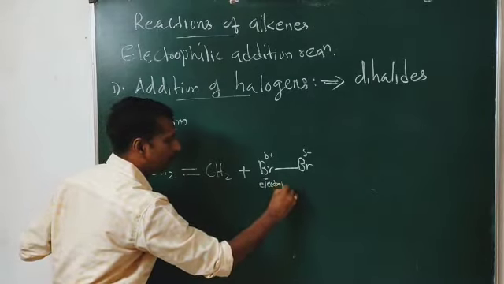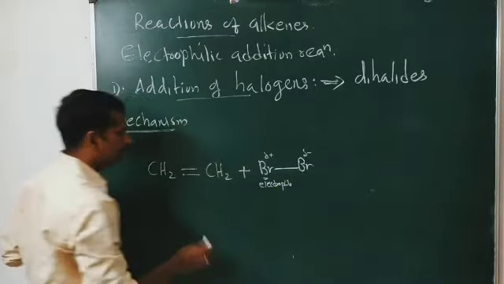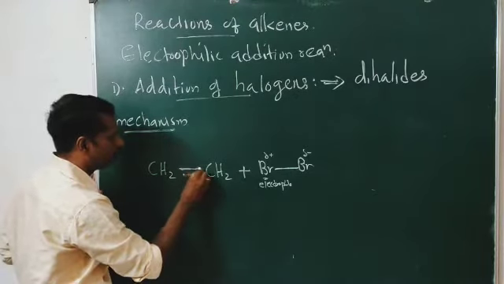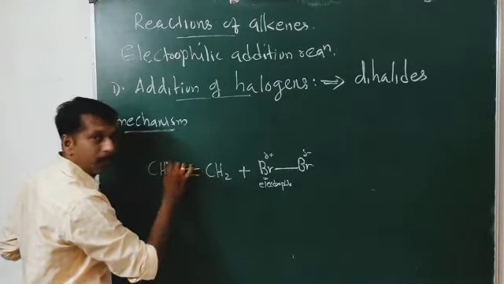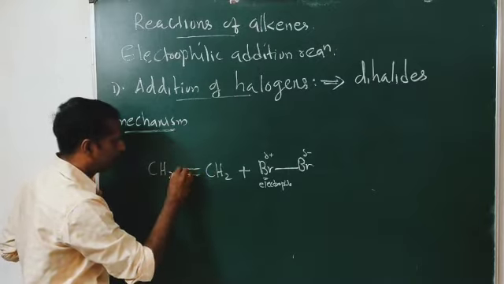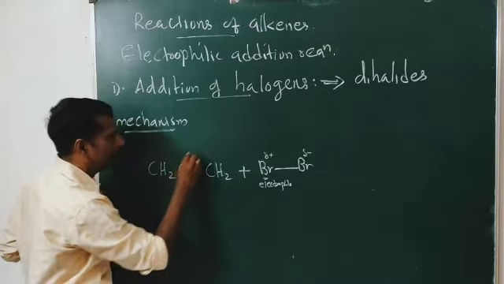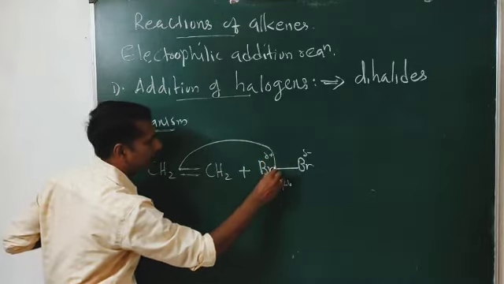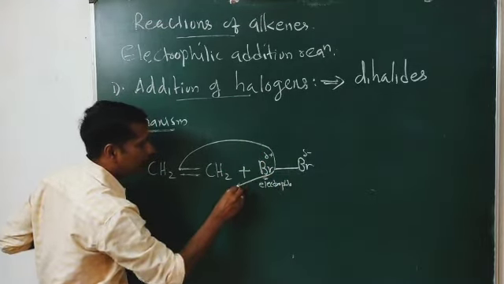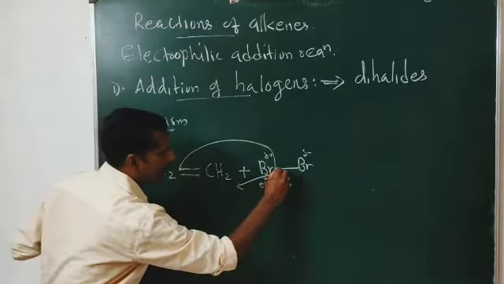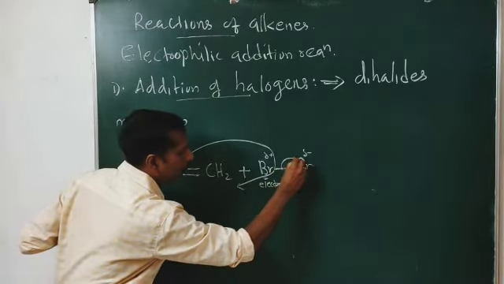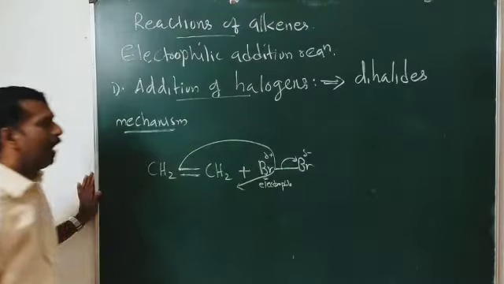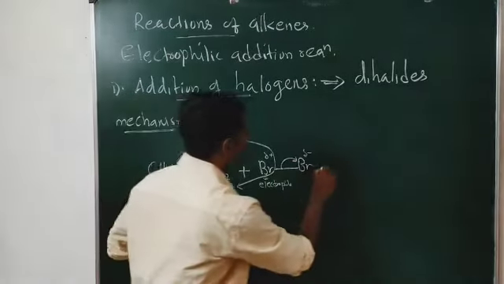This is an electrophile, and you can see that in this double bond, one bond is a pi bond. This pi bond breaks from one carbon. Suppose it is breaking from this carbon, and it will abstract this electrophile. This Br plus is being abstracted, and what will happen at that time? This bond is shifting to this Br.